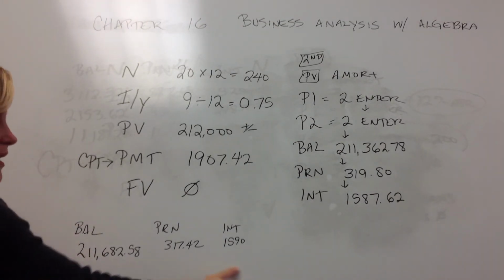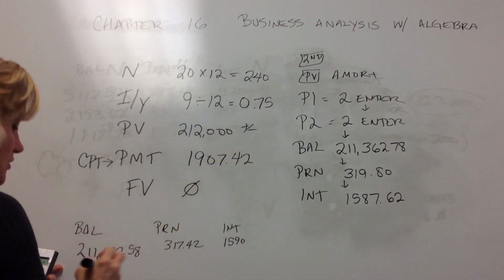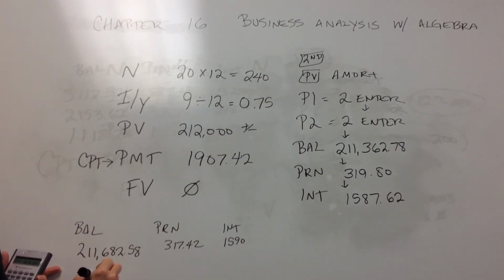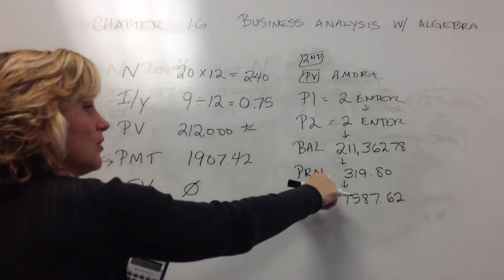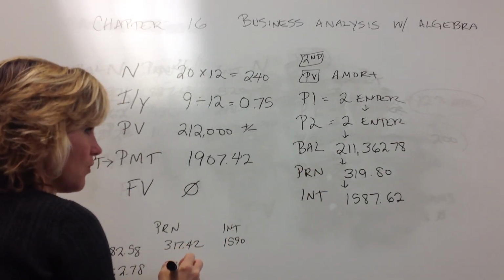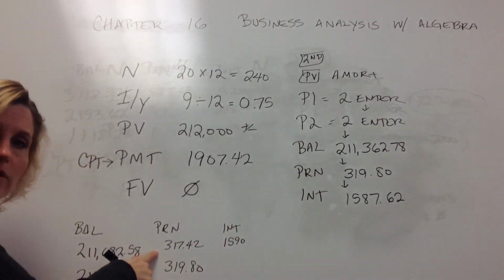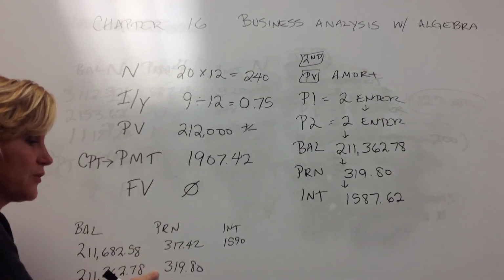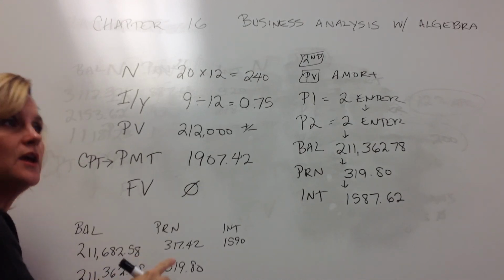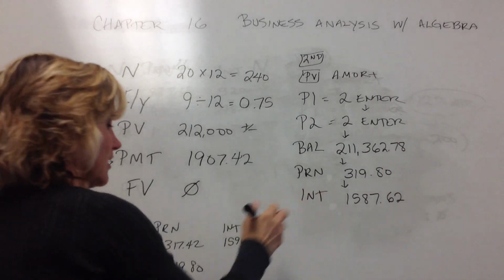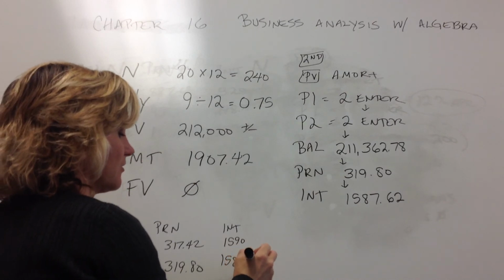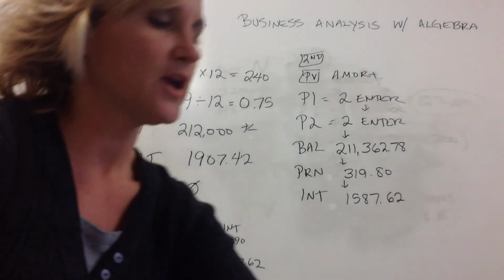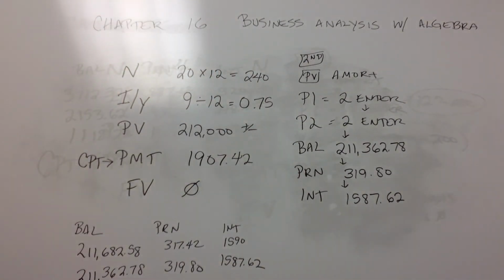So then I come over, if I'm building my amortization schedule, and say, okay, now you can see the balance goes down a little bit more. We're down to $211,362.78. The principal, every month it'll go up a little bit more. So we started with only 317 reducing our principal. Now we're up to almost 320, and then that would continue through the life of the loan. And then the interest will go down a little bit every month as you pay your balance down. So then there we amortized out the 2 payments on that mortgage.